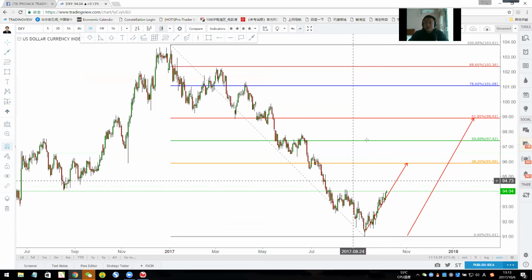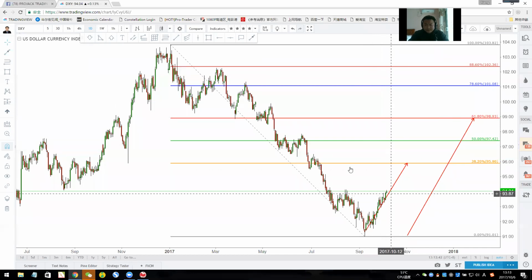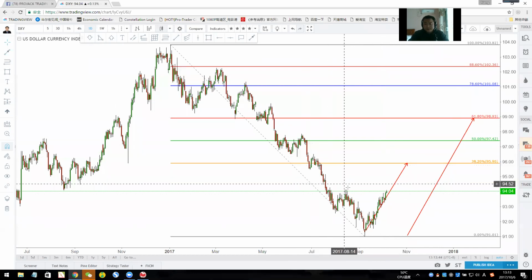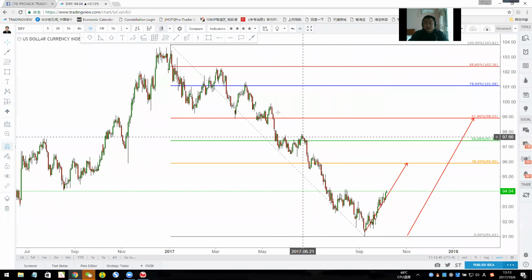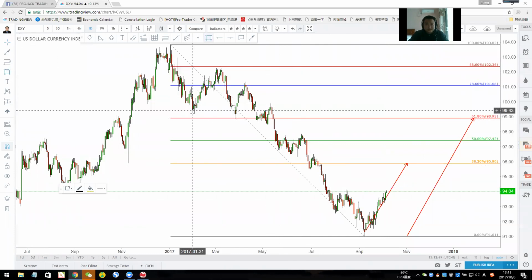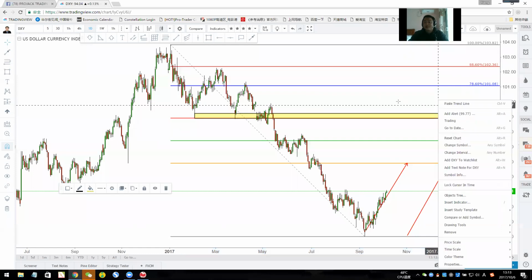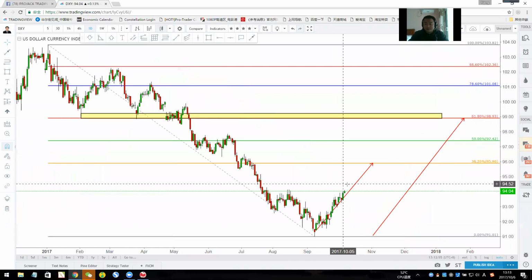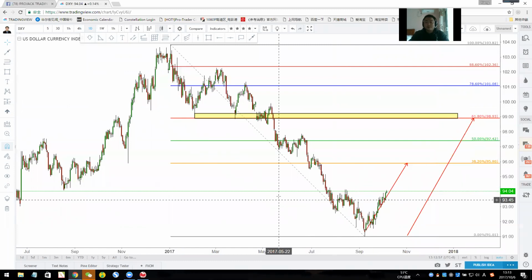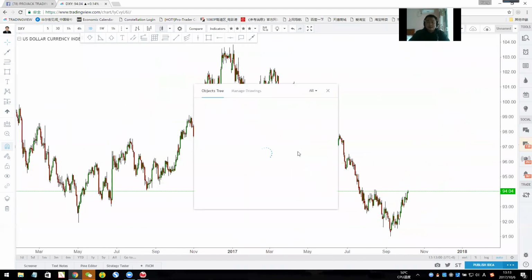It is going to take back all the levels. It may go into this neckline here, and that will be a strong resistance area. So for DXY we want to find pullbacks to go long.